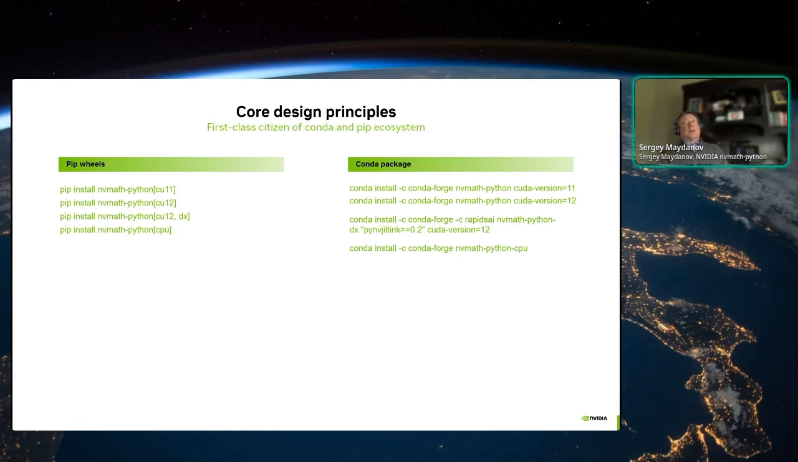The last but not least, we want nvmath-python to be a first-class citizen of Conda and pip ecosystem. And you can see multiple ways how you install nvmath-python. You can install nvmath-python along with CUDA 11 or CUDA 12. If you want to extend nvmath-python with device capabilities, you will want to install DX library stuff. If you want nvmath-python to support CPU execution space, which is a new addition to the library, you specify CPU. And same works for both for pip and Conda.